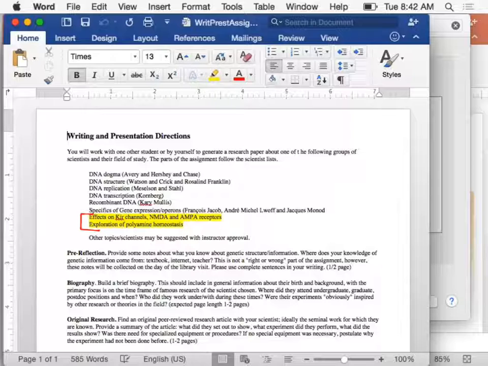Now we get into the actual assignment. We've got a biography. So I want a brief, what do I have, 1 to 2 pages. This is all expected to be double spaced, just so you know.